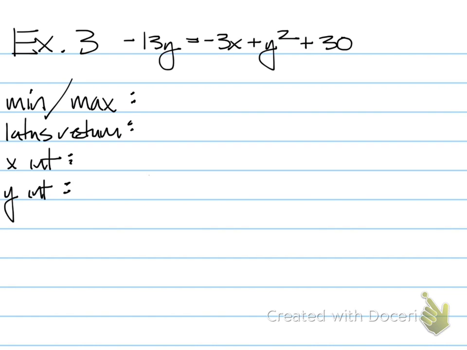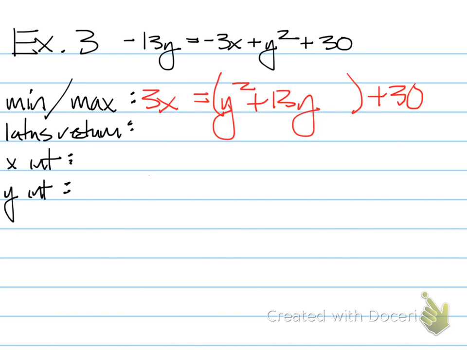Again, for this example, we need to complete the square. We can see that the y is actually going to be squared in this equation. So that lets us know the parabola opens horizontally.